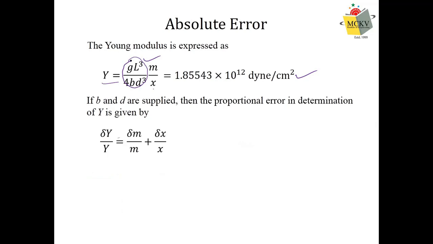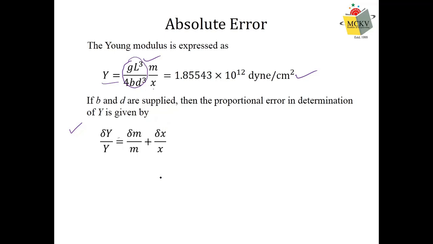So be very, very careful. The relative error formula I have shown you, which is given in the manual, applies when breadth and depth are measured. But in your case, you are not measuring depth and breadth. So for you, this is the formula. Please note it. Delta b by b or delta d by d will not come into play for your calculation. For your calculation, only delta m by m plus delta x by x. Delta m by m is the relative error in measurement of mass, and delta x by x is the relative error in measurement of depression.